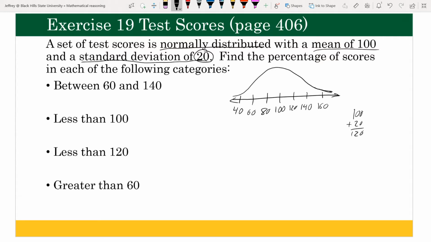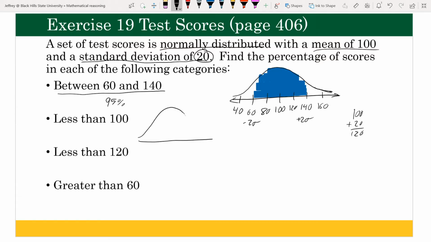So for this first problem, we want to find the area or percentage between 60 and 140. In this case, we just want to find this shaded region. So notice that both numbers are in fact 2 standard deviations from the mean. So that tells us that according to the 68, 95, 99.7 rule, the percentage of values between those two numbers is 95%.